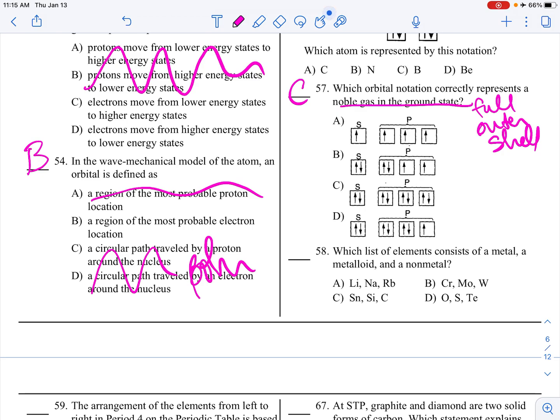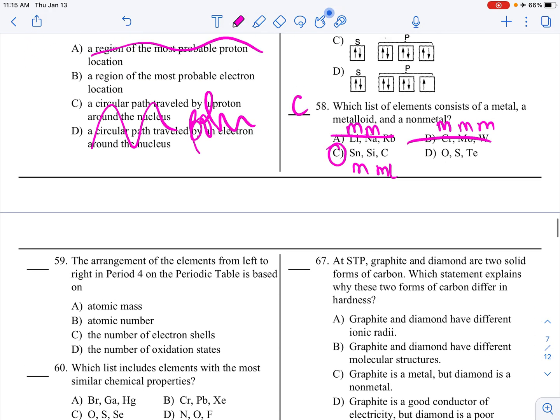Which list of elements consists of a metal, a metalloid, and a non-metal? So remember that metals are to the left of the zigzag, non-metals are to the right of the zigzag, with the exception of hydrogen. That's a non-metal lurking on the left. And then along the zigzag, we've got the metalloids. So lithium is a metal, sodium is a metal, rubidium is a metal, so that's not it. Chromium is a metal, molybdenum is below it, metal. Tungsten is right next to it, nope. Tin is metal. Silicon is metalloid. Carbon is non-metal. So that's our answer. I'm not even going to go any further.